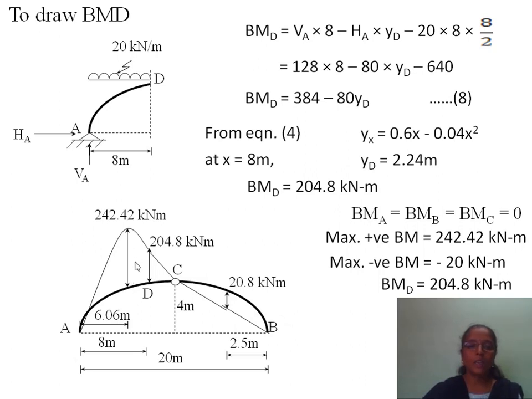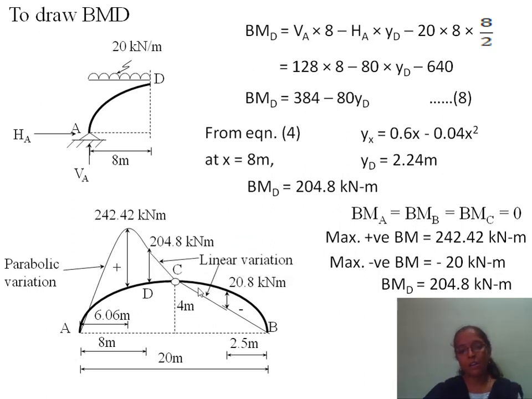This is the positive bending moment diagram, and this one is the negative bending moment diagram. You have to indicate the variation as well. This is the parabolic variation up to D, and this one is linear variation. From this to here it is linear, and this complete line is linear variation. So that is the bending moment diagram.